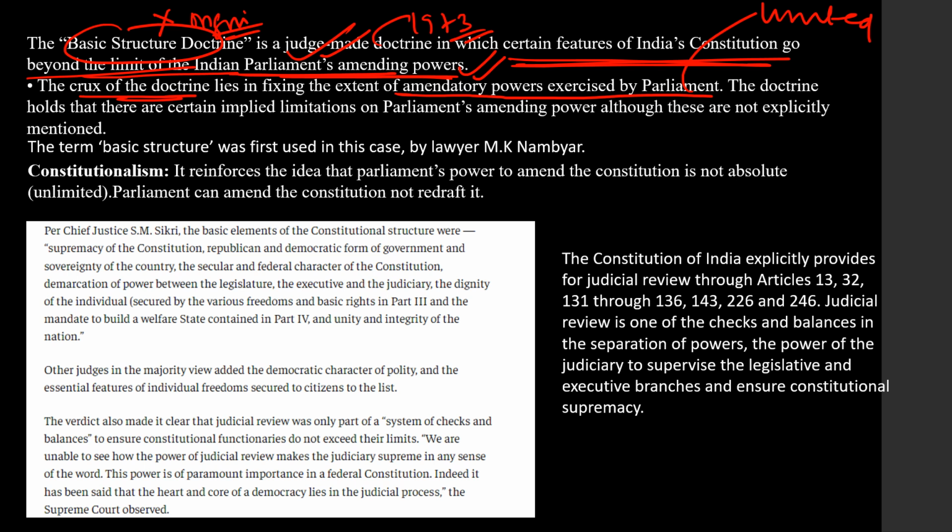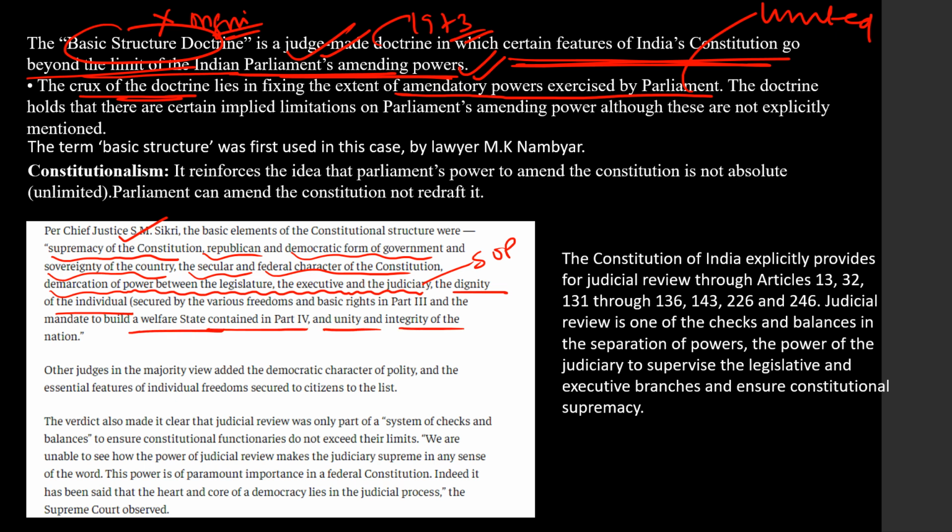So what is contained in the basic structure doctrine? In the same case, you can see Chief Justice S.M. Sikri said that the supremacy of the constitution, the republican and democratic form of the constitution, the sovereignty of the country, the secular nature of the country, the federal character of the constitution, the democratic demarcation of the power of legislature, executive and judiciary, which is the separation of power, then dignity of the individual, welfare state contained in Part 4, and unity and integrity of the nation. This is what is contained in the basic structure.